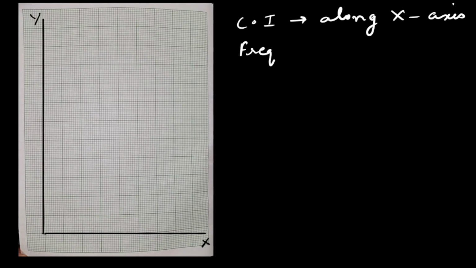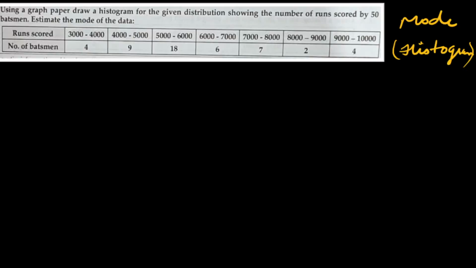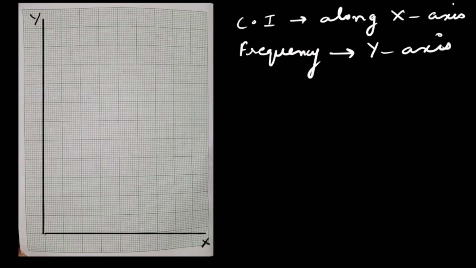Just remember, class intervals we always have to take along the x-axis, and frequency along the y-axis. These points you have to remember. What are the class intervals given to us? The same we have to write: 3000 to 4000, 4000 to 5000, 5000 to 6000, up to 10,000. So all we can write here.